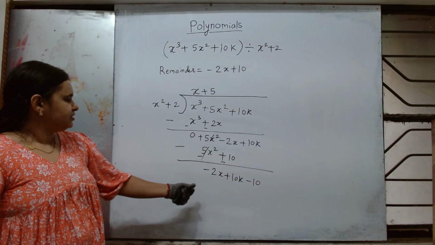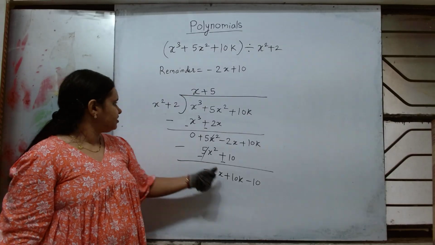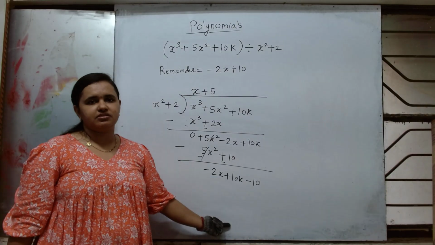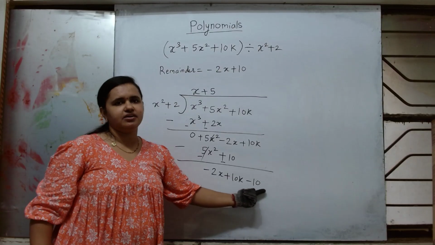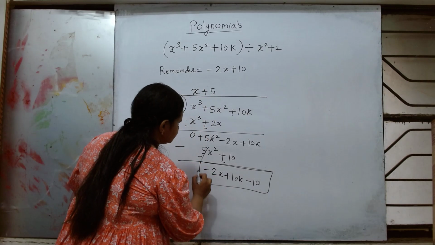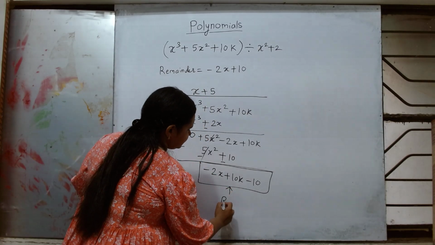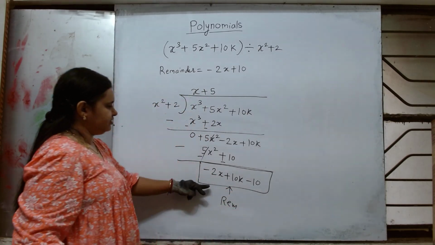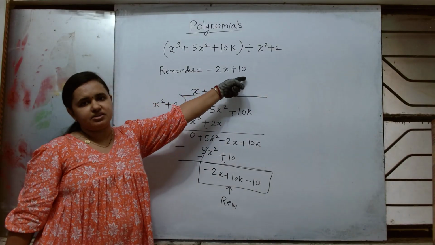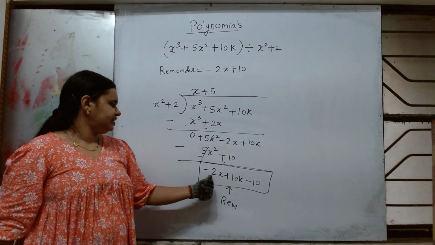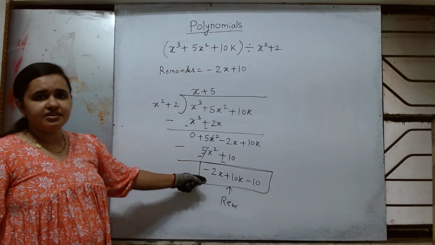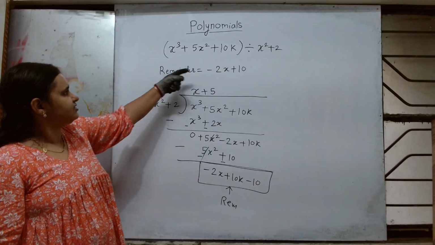Now here it is x just. Now here it is x square. So this is our remainder and this is our quotient, but quotient is not needed in this question. This is our remainder. Okay. Now remainder in the question was given minus 2x plus 10, but we have got the remainder as minus 2x plus 10k minus 10. So we can compare this remainder and the given remainder.